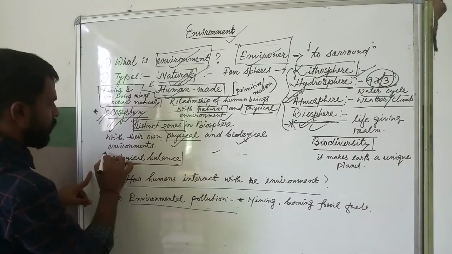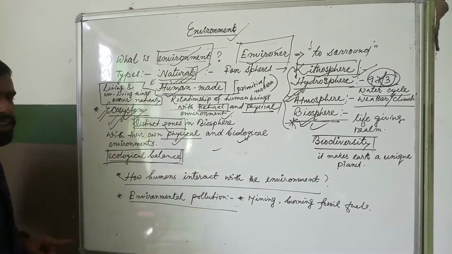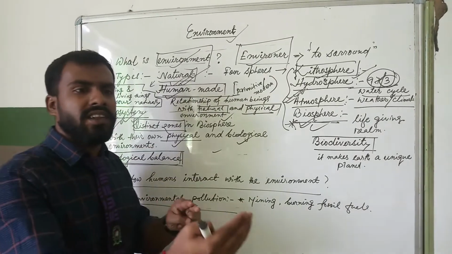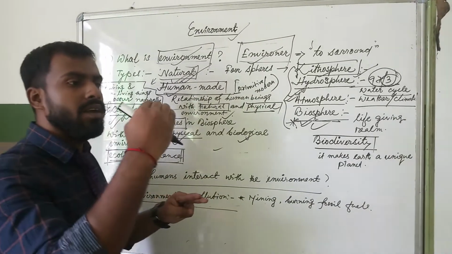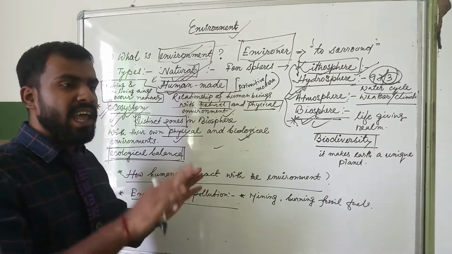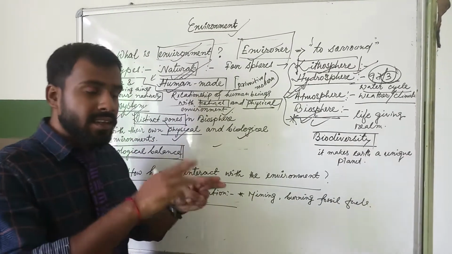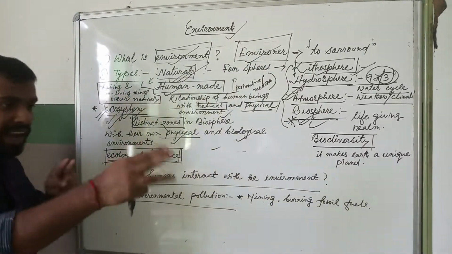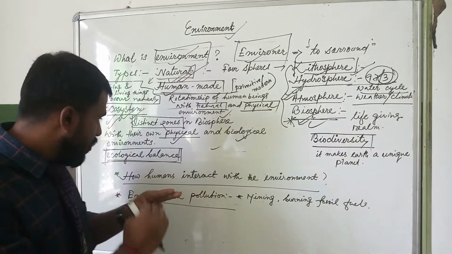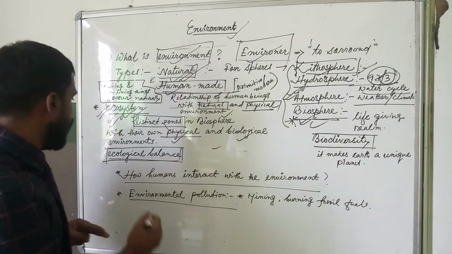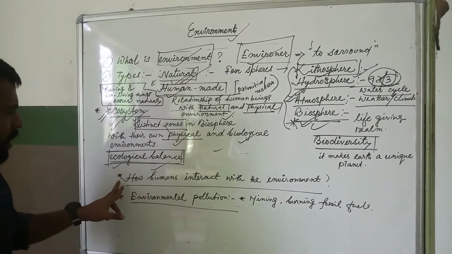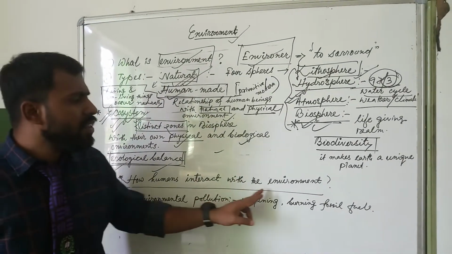ecological balance. All things, living or non-living, are interdependent on each other. They fill the needs of each other, and they make their life possible on earth. This balance of interdependency is called ecological balance. Our next topic is how humans interact with the environment.